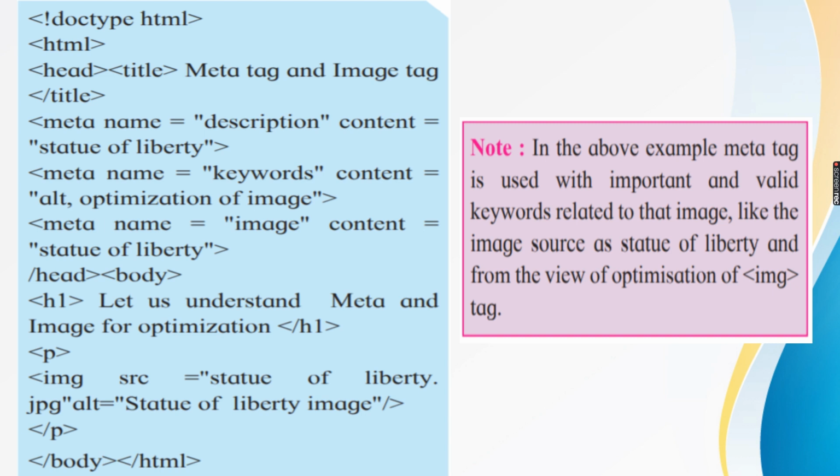It's explained in detail in the textbook. Okay, this example I have taken from the textbook itself. P tag closes, body closes, HTML closes. So in the textbook it was given, see the note. Okay, in the above example, the meta tag is used with important and valid keywords related to the image. Okay, like image source as Statue of Liberty, and from the view of optimization of the img tag.